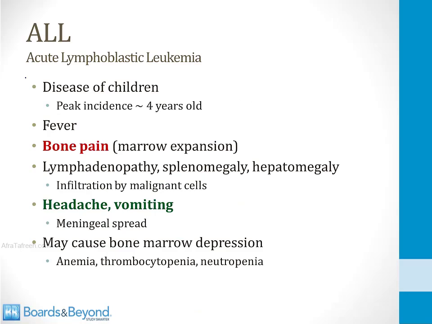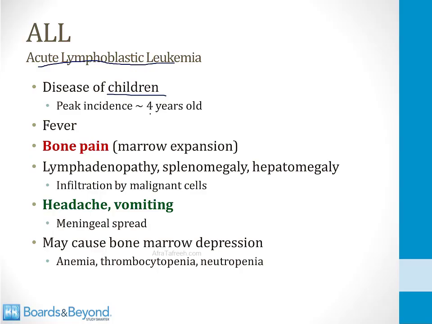So I went through the last few slides to give you a framework for thinking about white blood cell malignancies in your mind. Now let's get into specific forms of leukemia, which is the topic for this module. We'll start by talking about ALL, which is acute lymphoblastic leukemia. And this is largely a disease of children.